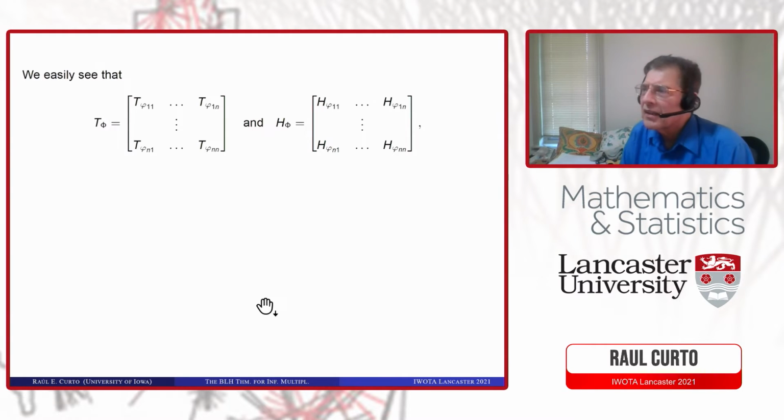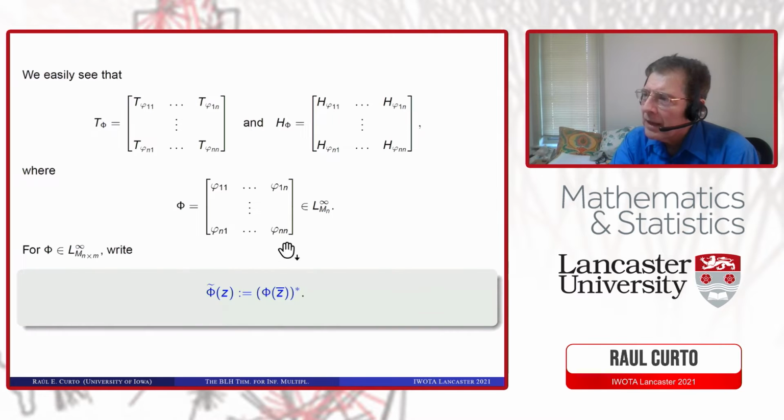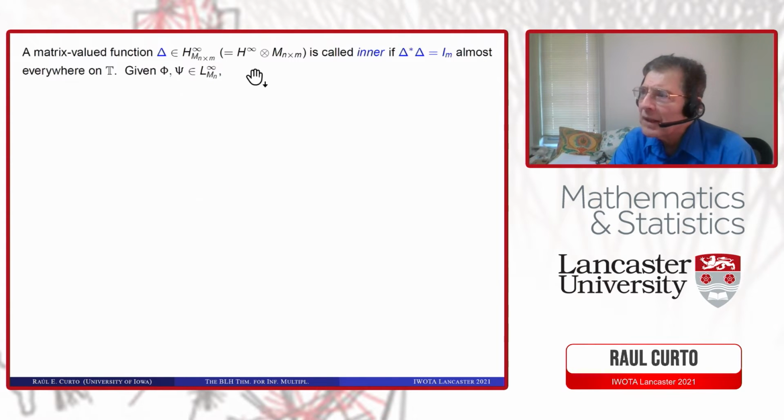T phi is a matrix with operator entries, and those operator entries are Toeplitz operators with symbols the entries of phi. All of this is very straightforward. Hankel operator the same. Phi tilde is going to be the function that takes the indeterminate, conjugates it, applies phi, and then takes the star, the adjoint. Okay? Pretty much what you do when you prove the Schwarz lemma in one complex variable.